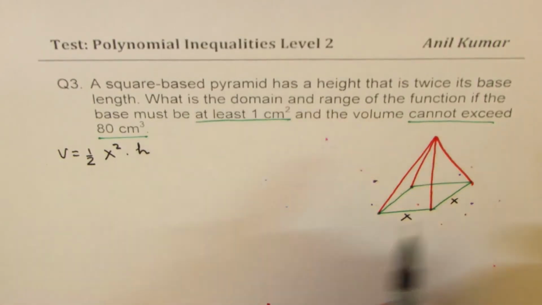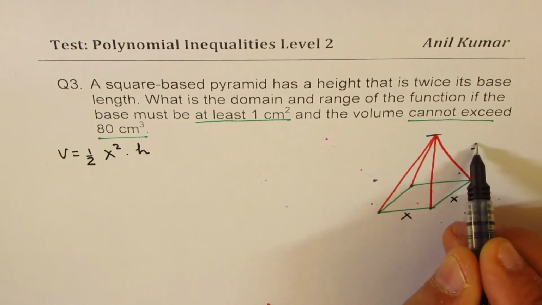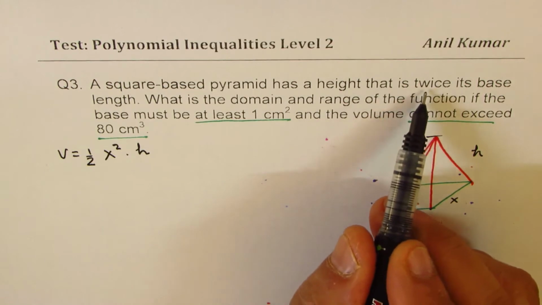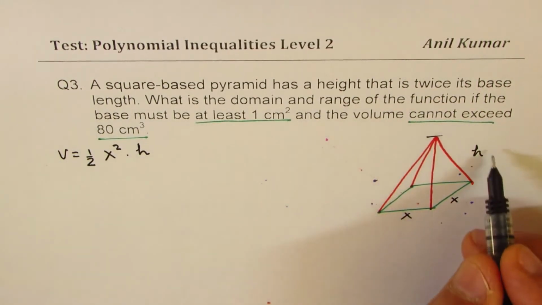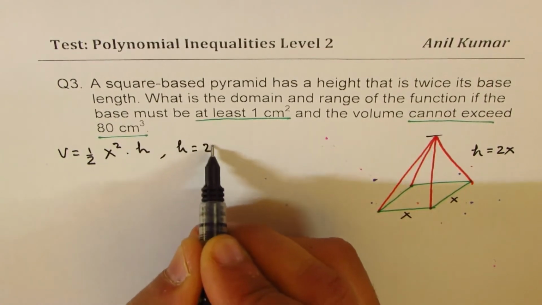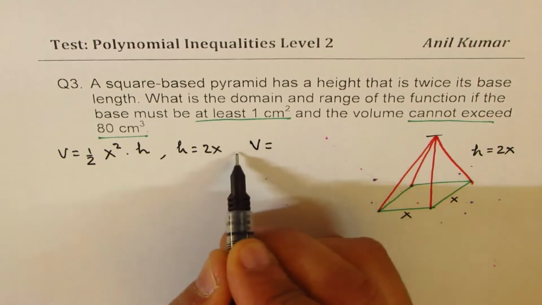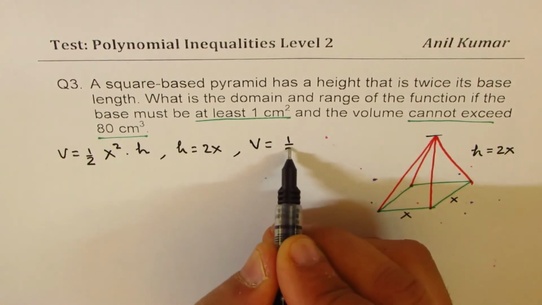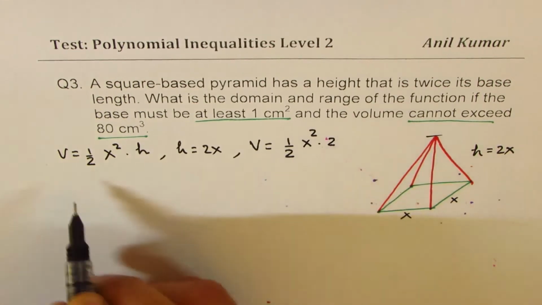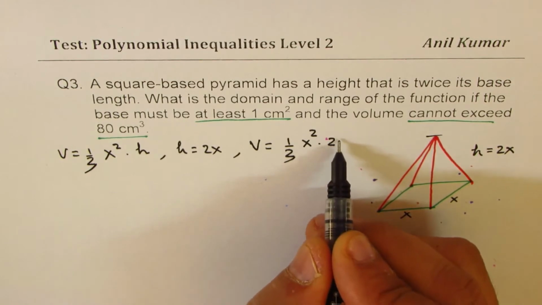Now in this case, let's say this is your height, h. You are given that the height is twice the base length. So height is 2x. Since h equals 2x, we could write this volume expression as V equals half of x squared times 2x. Oh, sorry, 1/3. 1/3 of x squared times 2x.